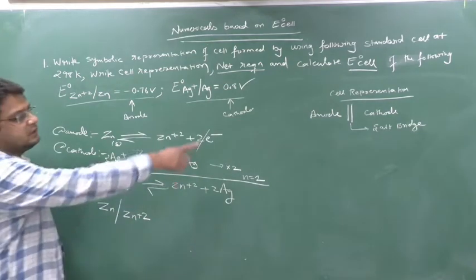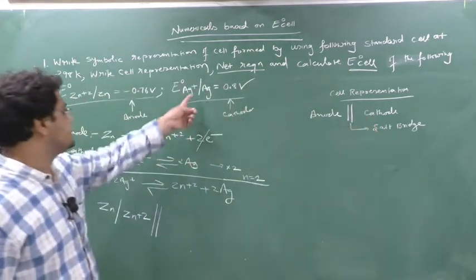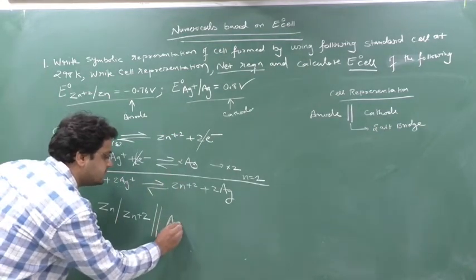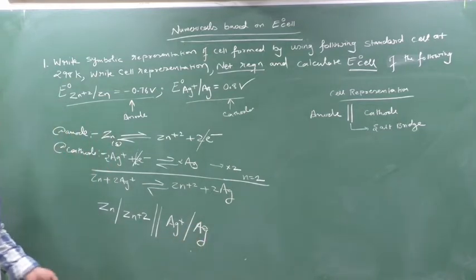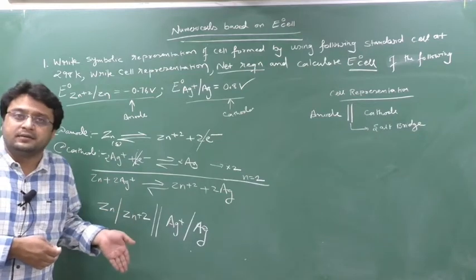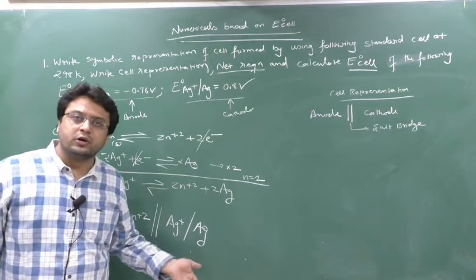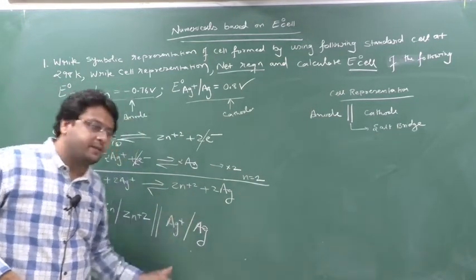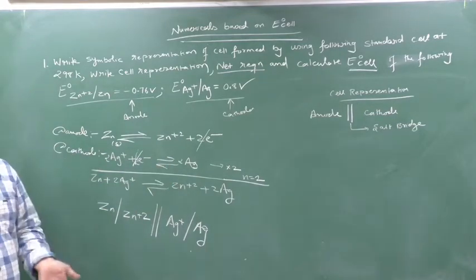Then salt bridge. Now who is at the cathode? At the cathode we have silver. So at silver what is there? Ag plus is converting into Ag. So at the anode you should write down first the atom and then its active ion separated by a line. At the cathode you have to write down first the ion and then the atom separated by a line. No need to write down these numbers, it's okay.